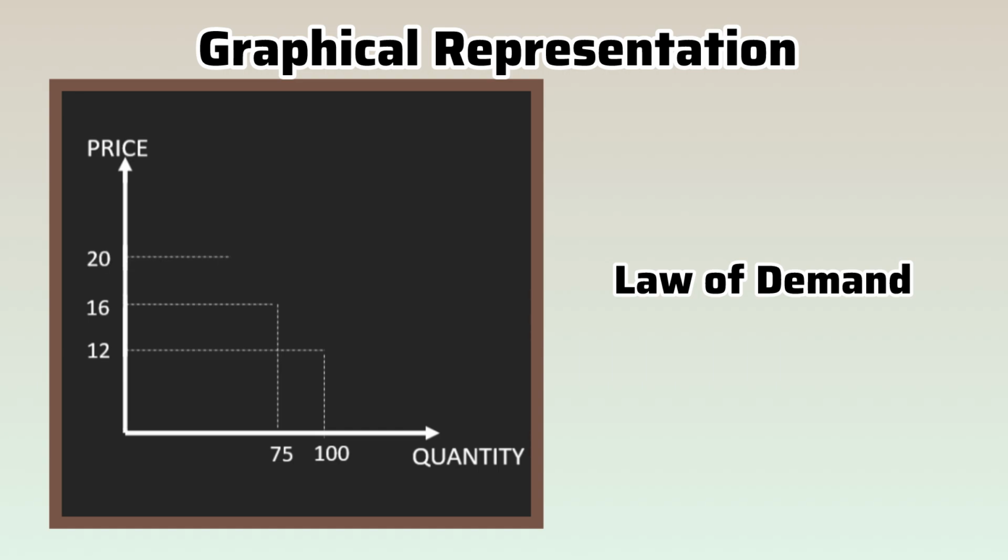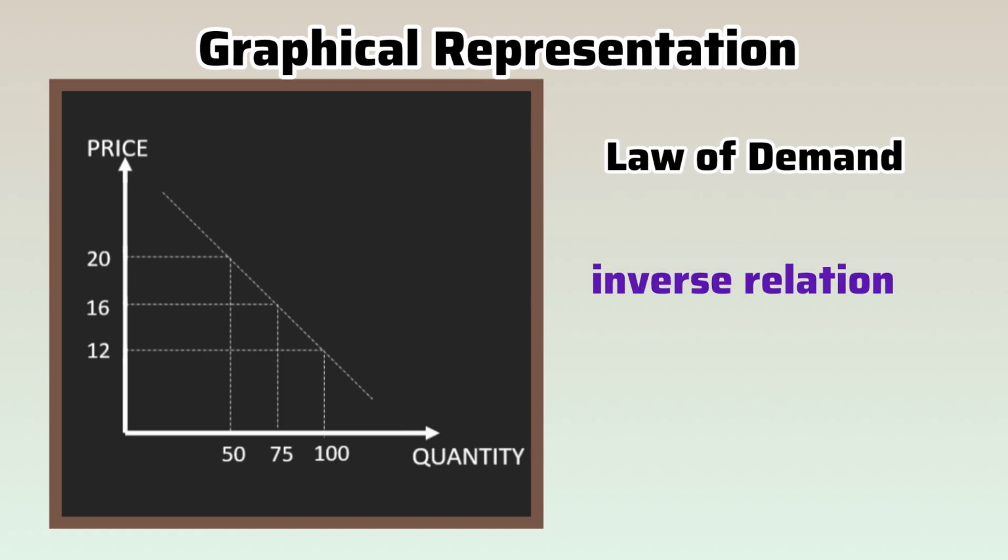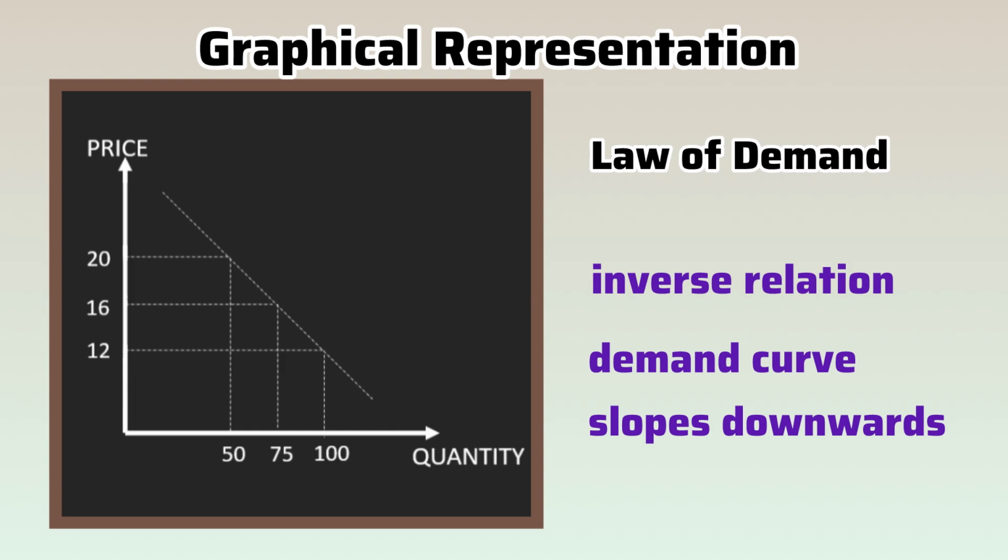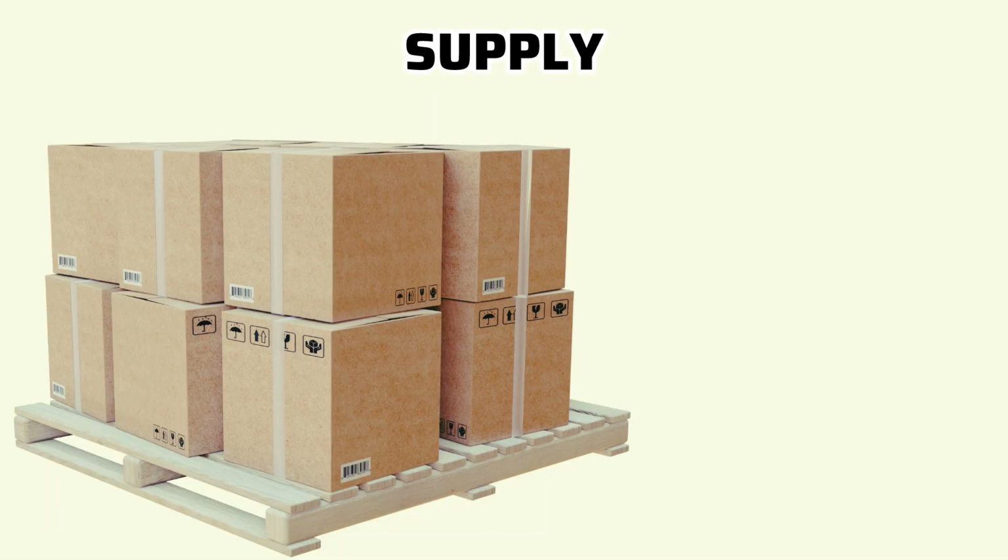But when the price increases to 20 rupees, quantity demanded reduces to 50 units. Because when the price of a product is high, people buy less of it. This shows an inverse relationship between price and demand, and that is why demand curve slopes downward from left to right. Now, let's understand the law of supply.